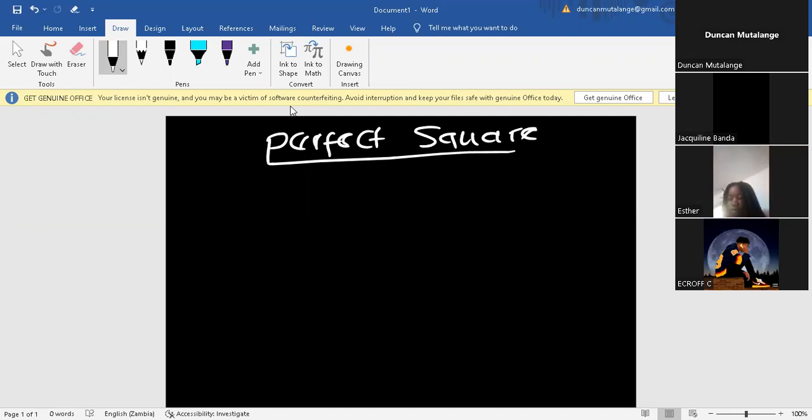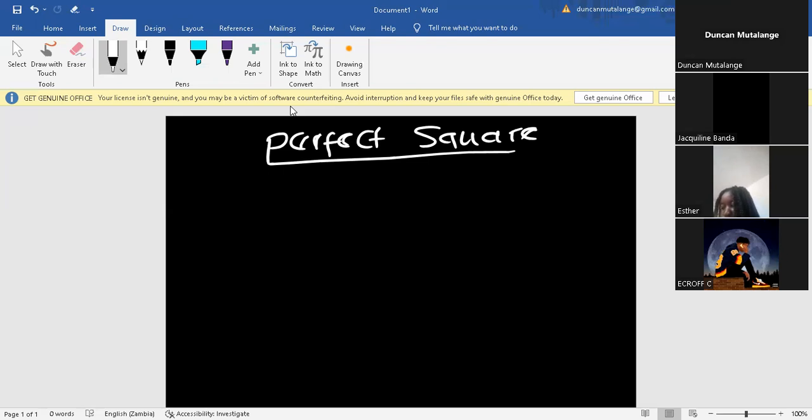By definition, a perfect square, you can write down, is a product of an integer multiplied by itself. Or you can just say it is a number that can be expressed as a product of an integer multiplied by itself.